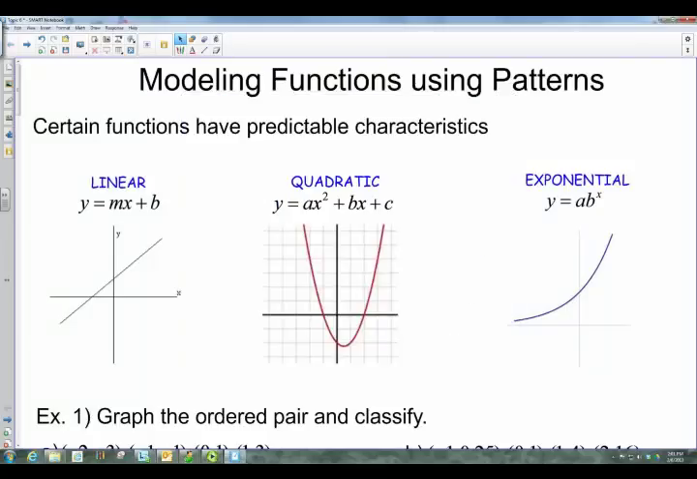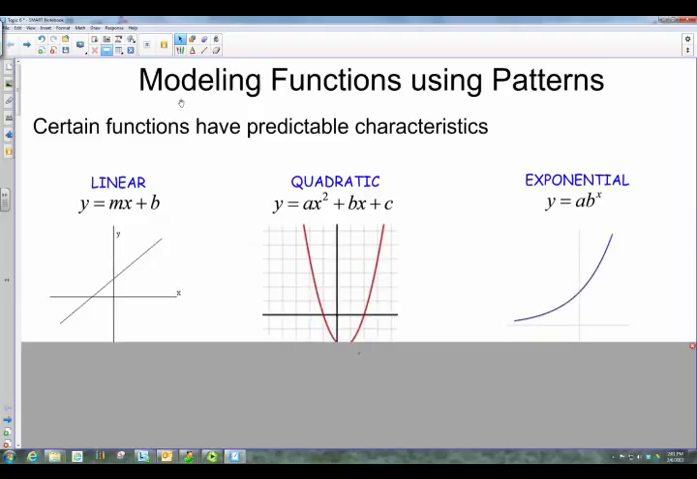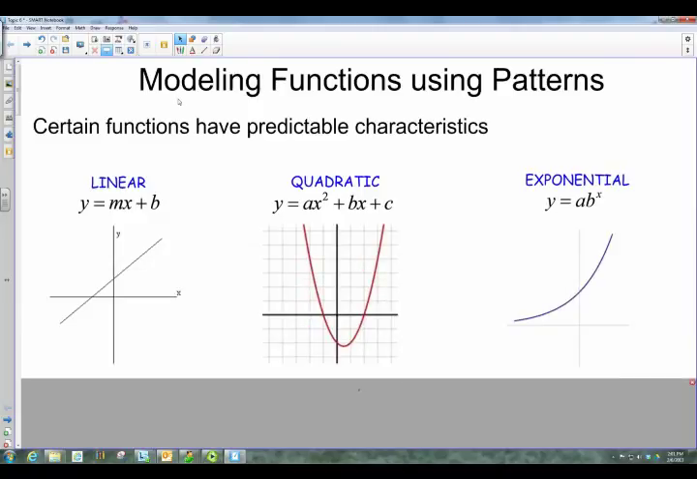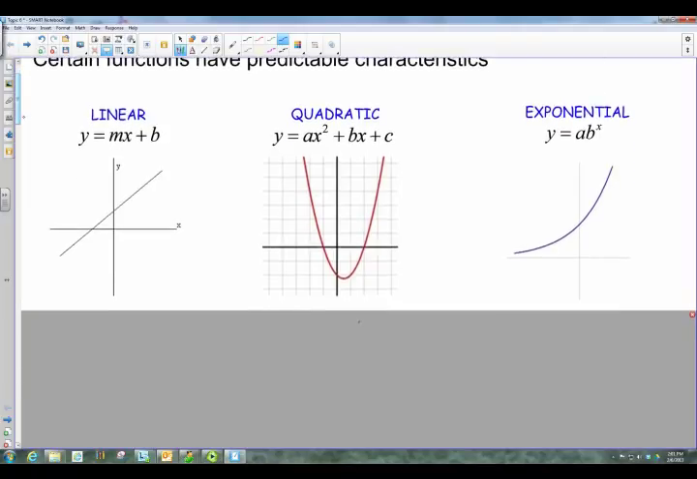Okay, welcome back everyone. Today we're going to look at modeling functions with patterns. Now there's three particular patterns we're going to look at in this section: linear, quadratic, and exponential. Now certain functions do have very predictable characteristics.